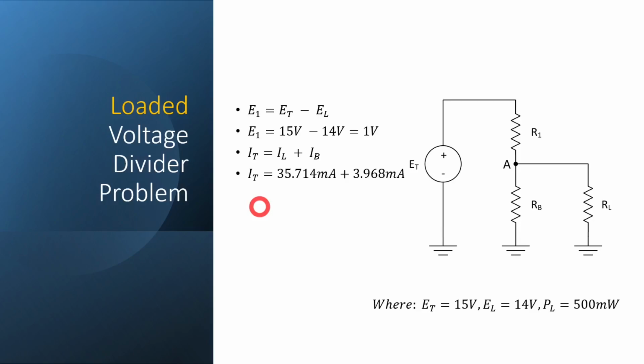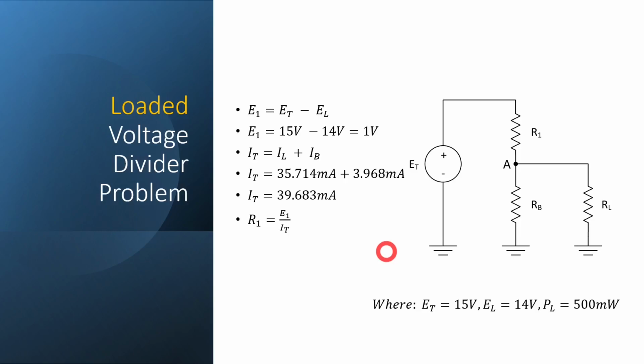So our total current is going to be equal to the 35.714 milliamps plus our 3.968 milliamps. And we're going to get a total of 39.683 milliamps. And you can see this is exactly 10% of their total current. We actually just move the decimal point over 1 and we get that value. So we're good with our formula there that we use to calculate 10% of our bleeder current.